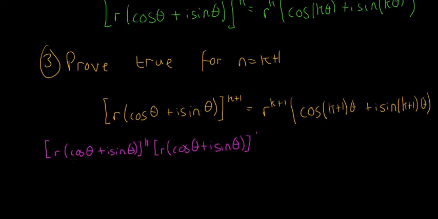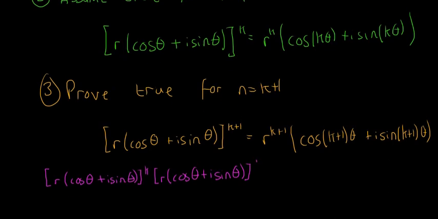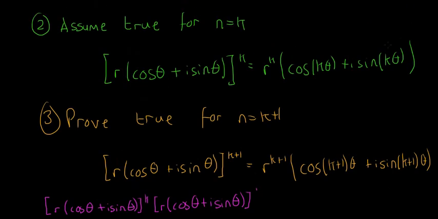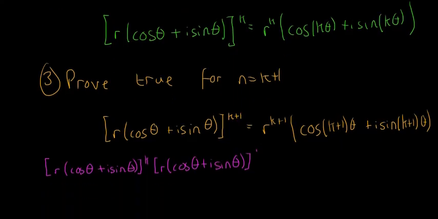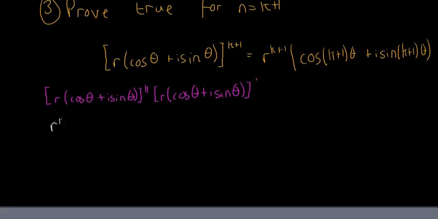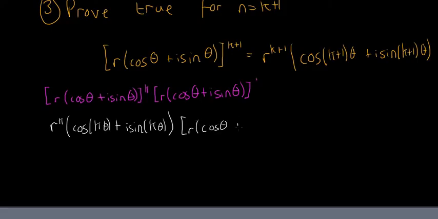So now this, what we have here on the left, r multiplied by cos theta plus i sine theta all to the power of k, is what we assumed up here. So we assumed that from step 2, so again we're always going to sub something in from step 2. So instead of this, we can now write this here, which is a little bit nicer. So that means I'm going to write r to the power of k cos of k theta plus i sine multiplied by k theta, and that's all in brackets, and then this is still r multiplied by cos theta plus i sine theta, in square brackets to the power of 1.